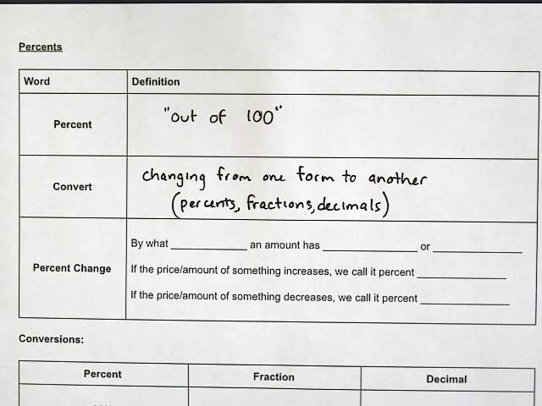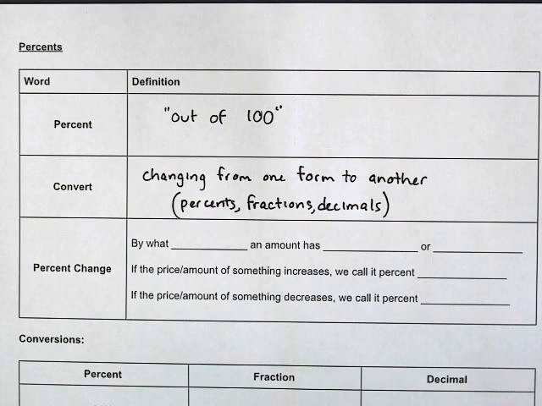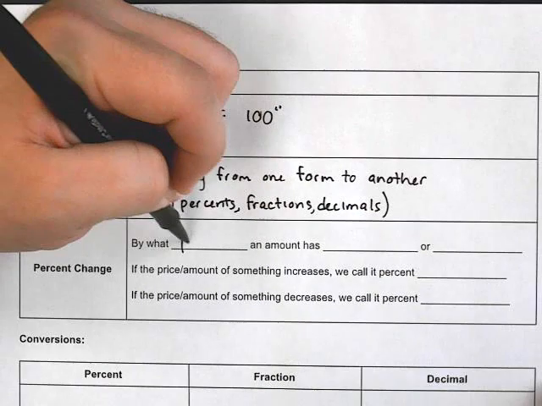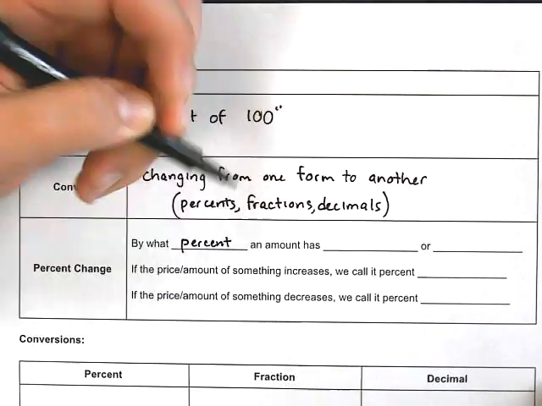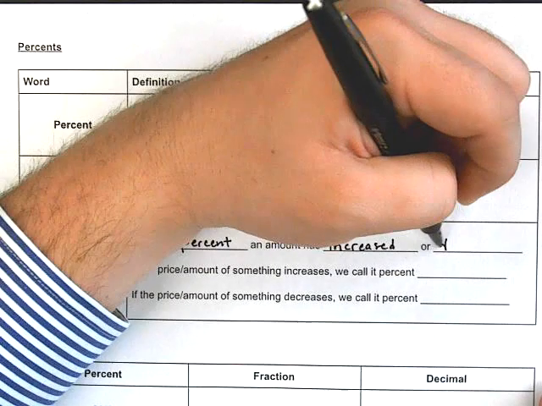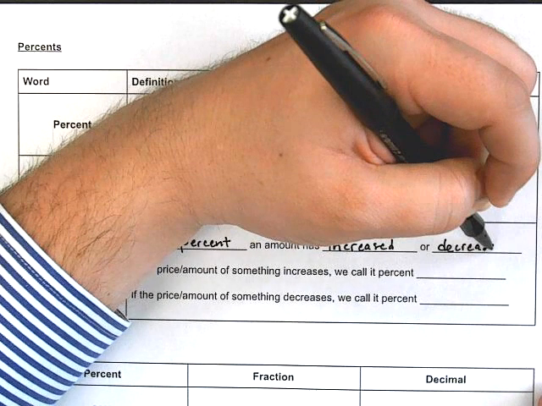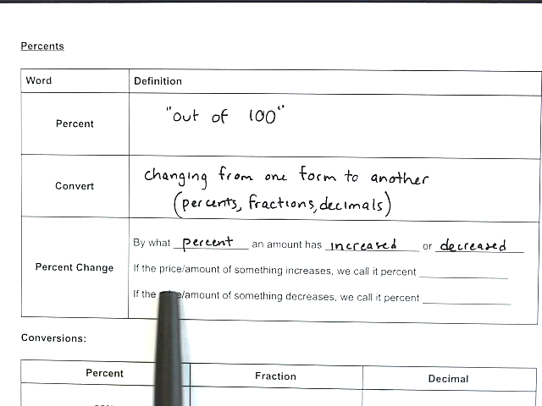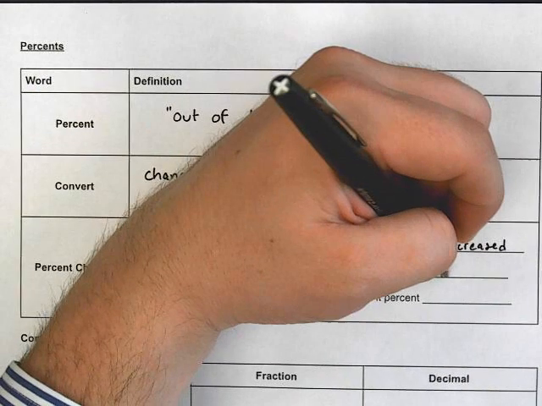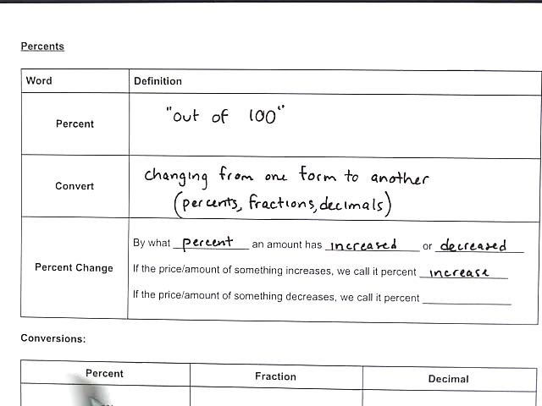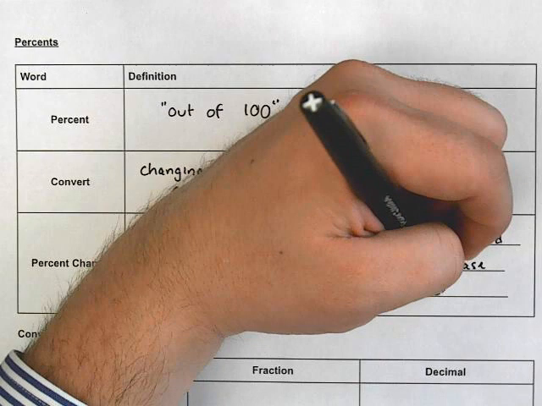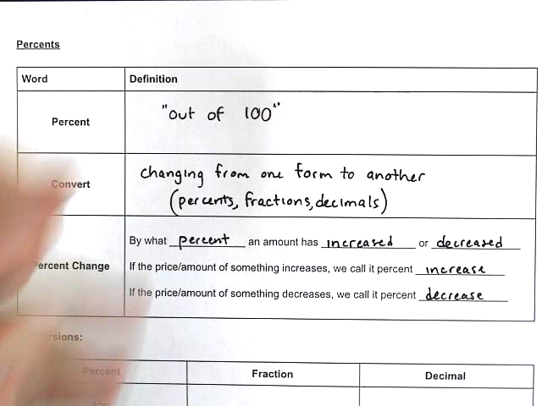All right, our last vocabulary word for this video would be percent change. And really that's by what percent an amount has increased or decreased. If the price of something goes up or increases, we call it percent increase. And if the price goes down, we call it percent decrease. So make sure to be on the lookout for all of that.